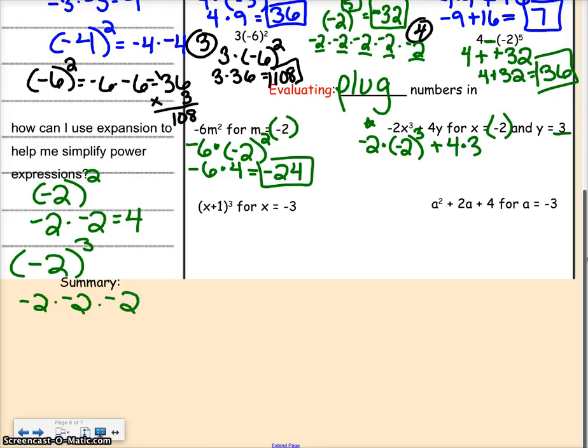Negative 2 times negative 2 is positive 4. 4 times negative 2 is negative 8. So I can plug that back in where negative 2 cubed was. So this is negative 2 times negative 8 plus 4 times 3 is 12. Order of operations says I can multiply the 4 and 3. Negative 2 times negative 8 is a positive 16 plus 12, which is 28.